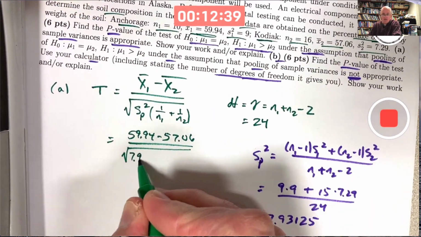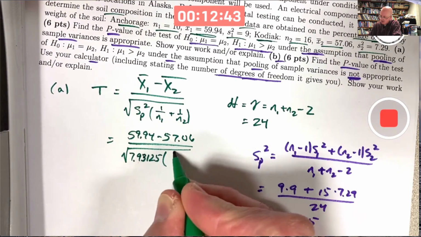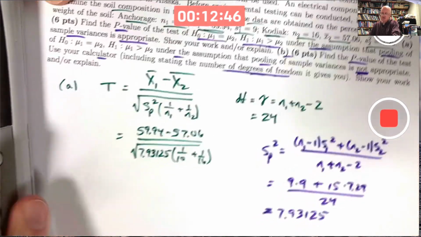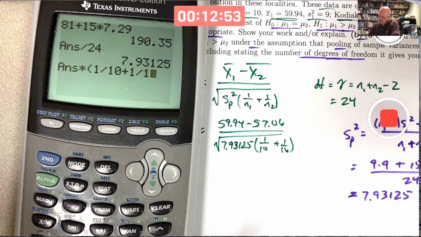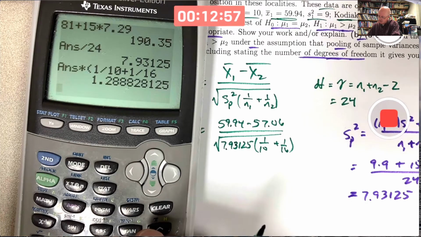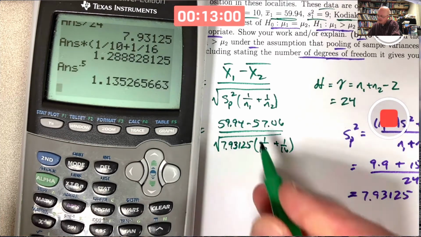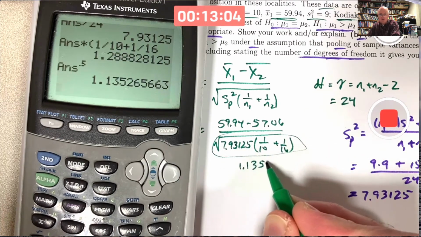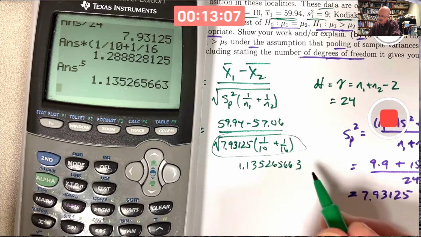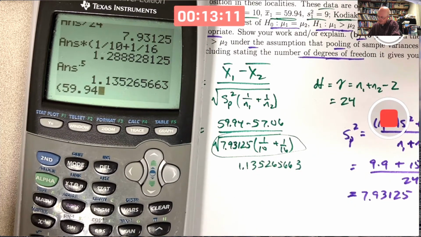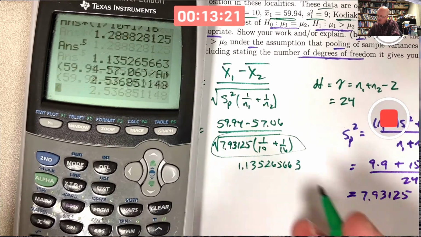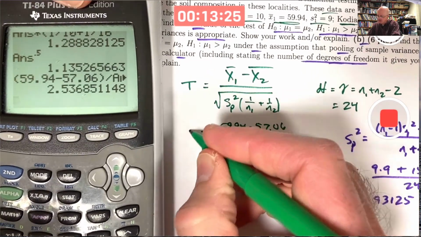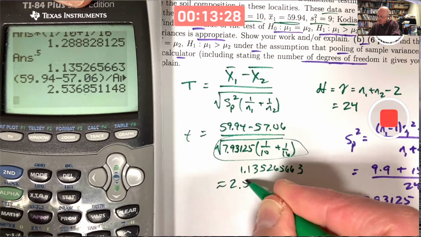So we have 7.93125 times 1 over 10 plus 1 over 16. All right, so let's do that now. Times 1 over 10 plus 1 over 16. And then we take the square root of that. Okay, so this entire thing is this 1.135265663. Do 59.94 minus 57.06, which is 2.88, and divide by that previous answer. The observed value of the t statistic, which is often called little t, by the way, is approximately 2.537.